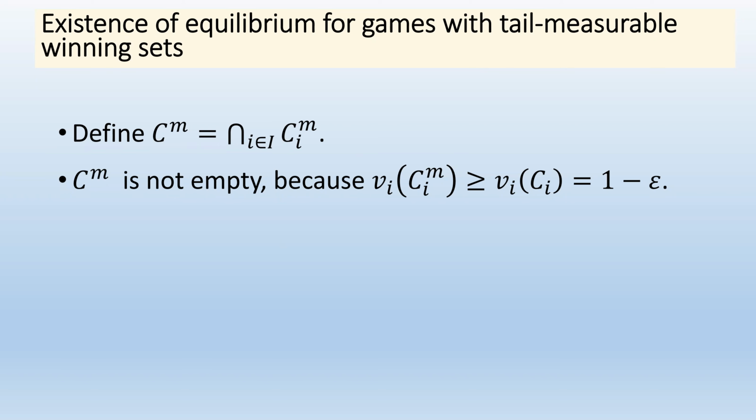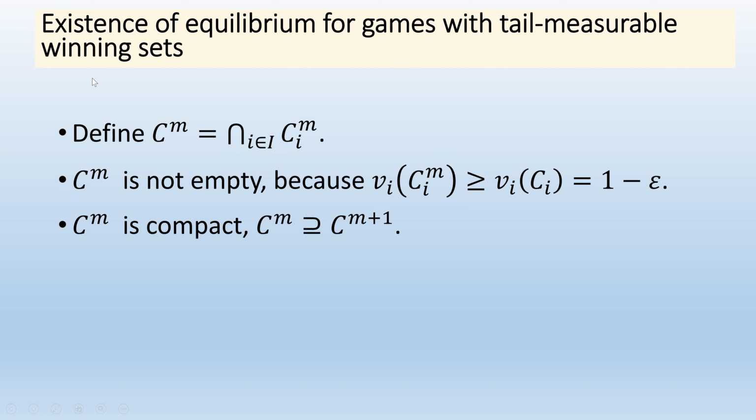Now I remind you of our mission. We began with a mission. We wanted to find a play that is in the intersection of all the WIs, and we will find a play that is in the intersection of all the CIs. But so far, all we have is that the intersection of CIMs is not empty. So we still need one step to go.